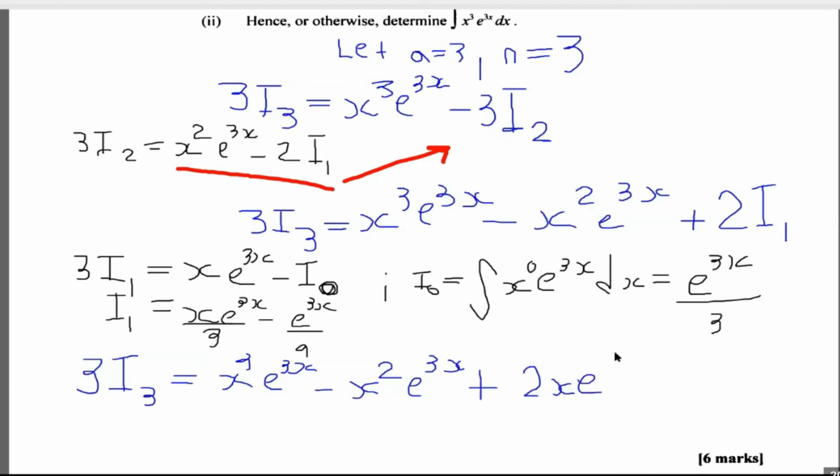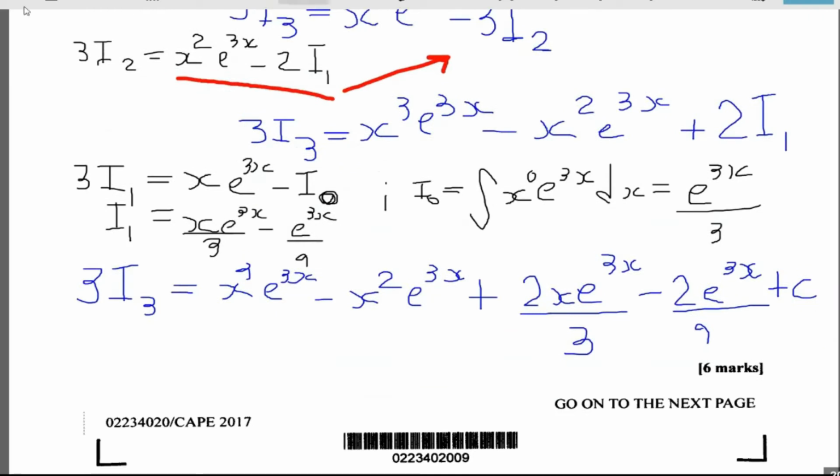e to the 3x over 3 minus 2 times e to the 3x over 9, plus some constant c. But no, this is 3I3. All right, this is 3I3. We just want I3. So because we just want I3, all we're required now to do is just divide through by 3. So let's go ahead and just divide through by 3.